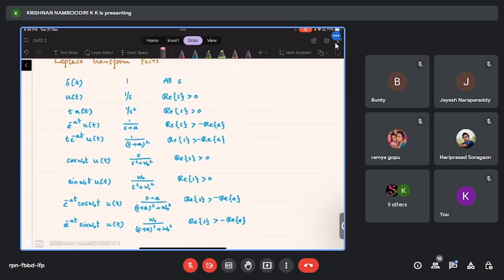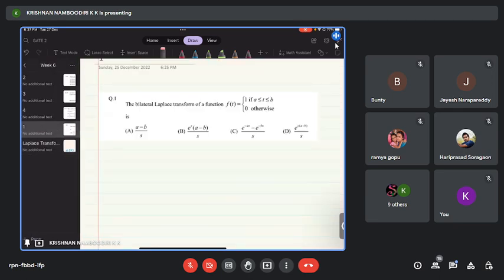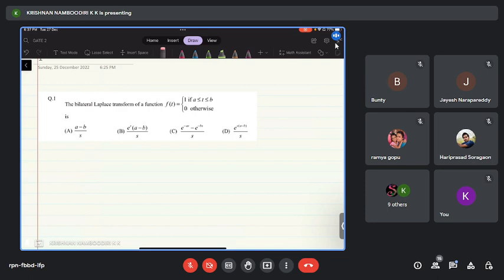Now you can see some of the Laplace transform pairs and the region of convergence. I'm not going to explain or derive this. Now we will quickly see some of the questions. I have taken 4 questions from previous year GATE exams. First we will see a very simple question, nothing to do with ROC or anything.